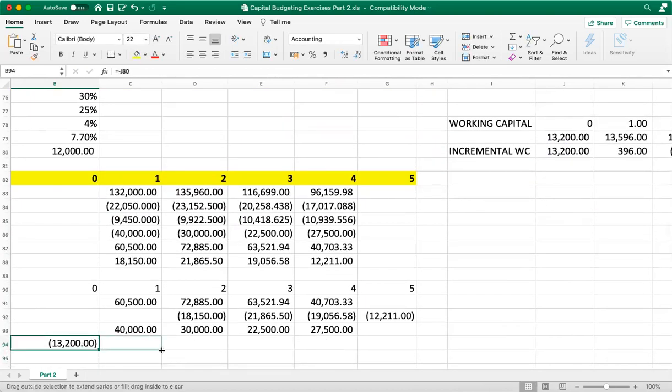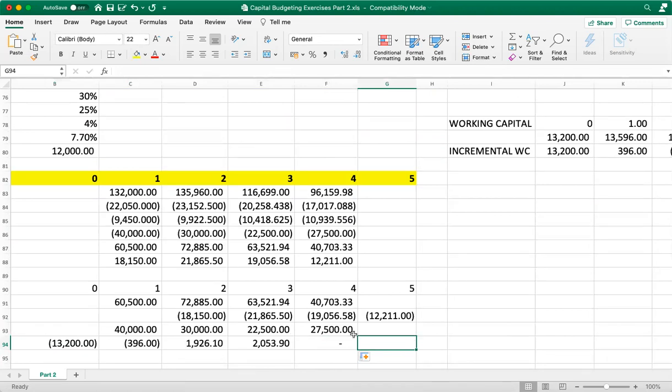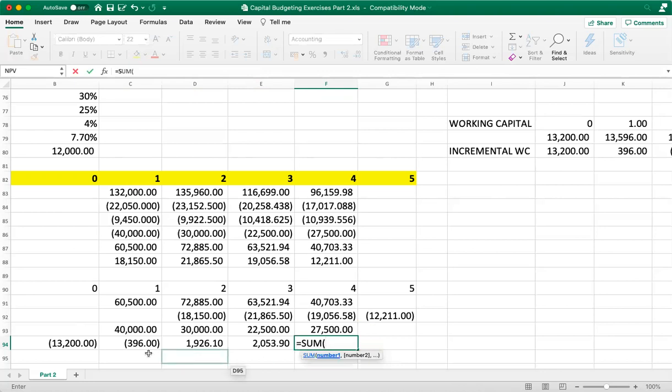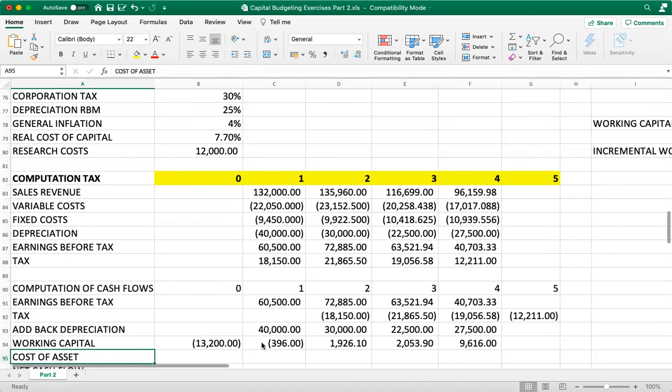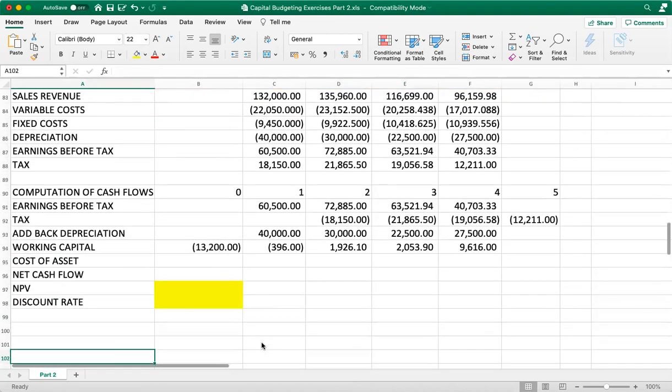And then we pick figures for year 1, year 2, up to the end of our project, which is year 4. Now that we've invested in working capital, at the end of the project, it is expected that you will recover your investments in working capital. So what we do is take our investment in working capital and make it a positive because we are recovering. So we recover what we had invested in working capital.